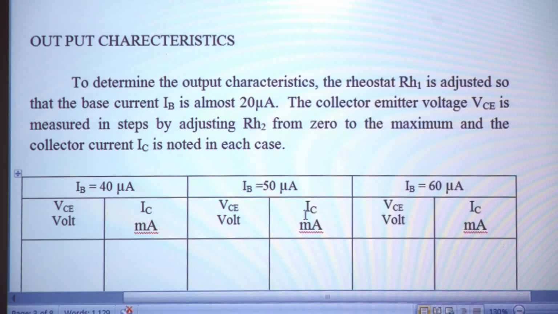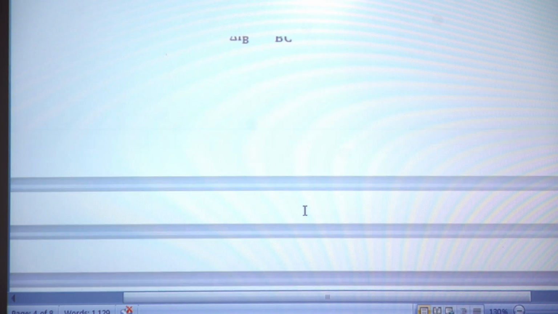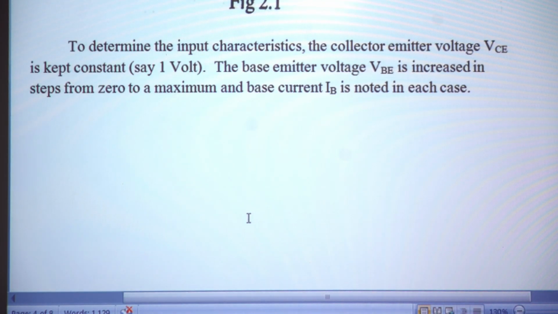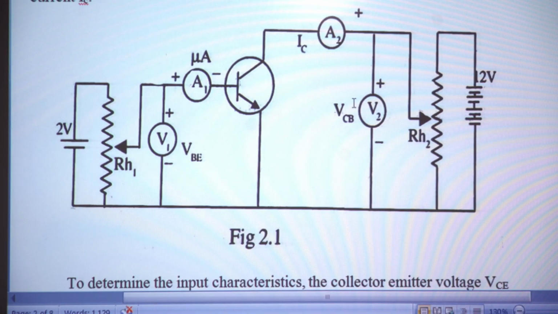Now, coming to the output characteristics. We go to the circuit diagram once again in order to plot the output characteristics. With the help of the rheostat RH1, the IB is kept constant. The base current is kept constant, say at 20 microampere or 30 microampere or 40 microampere, etc. Now, keeping IB constant, change the value of VCE. For each value of VCE, find the value of IC.